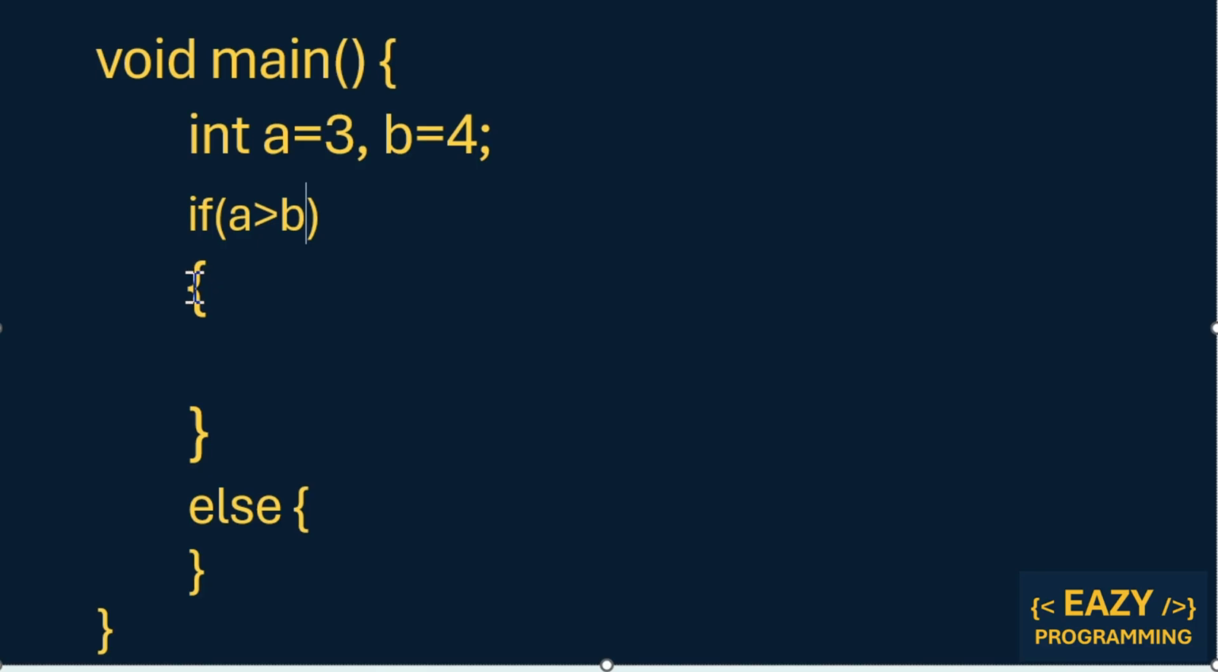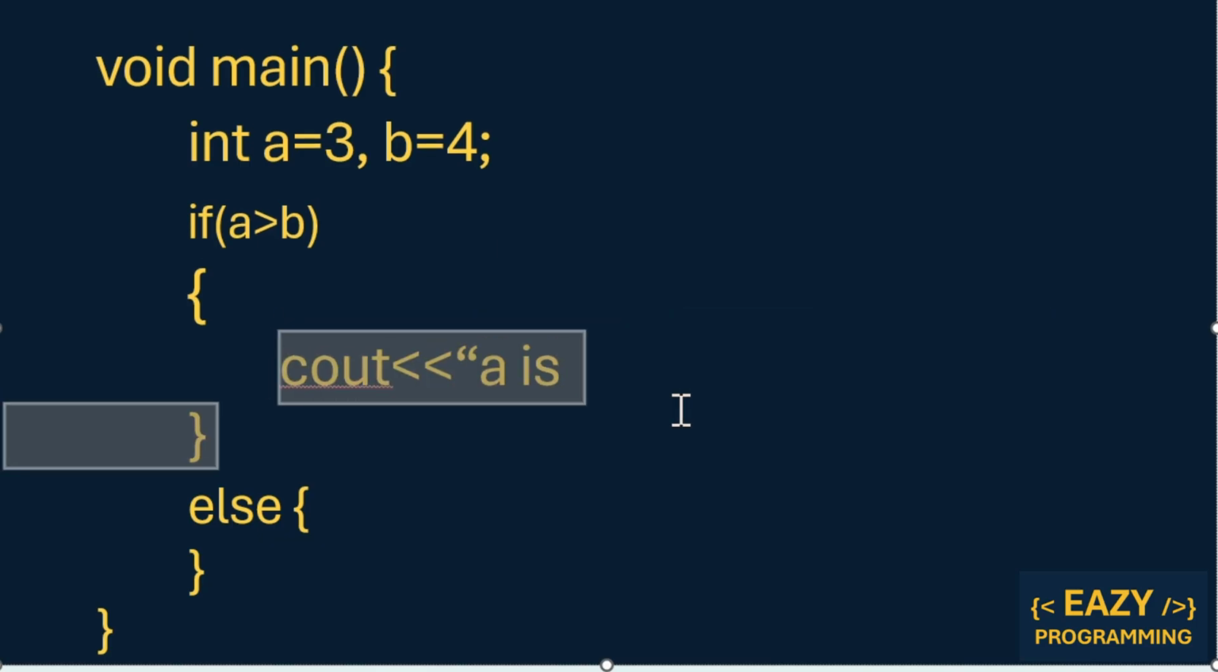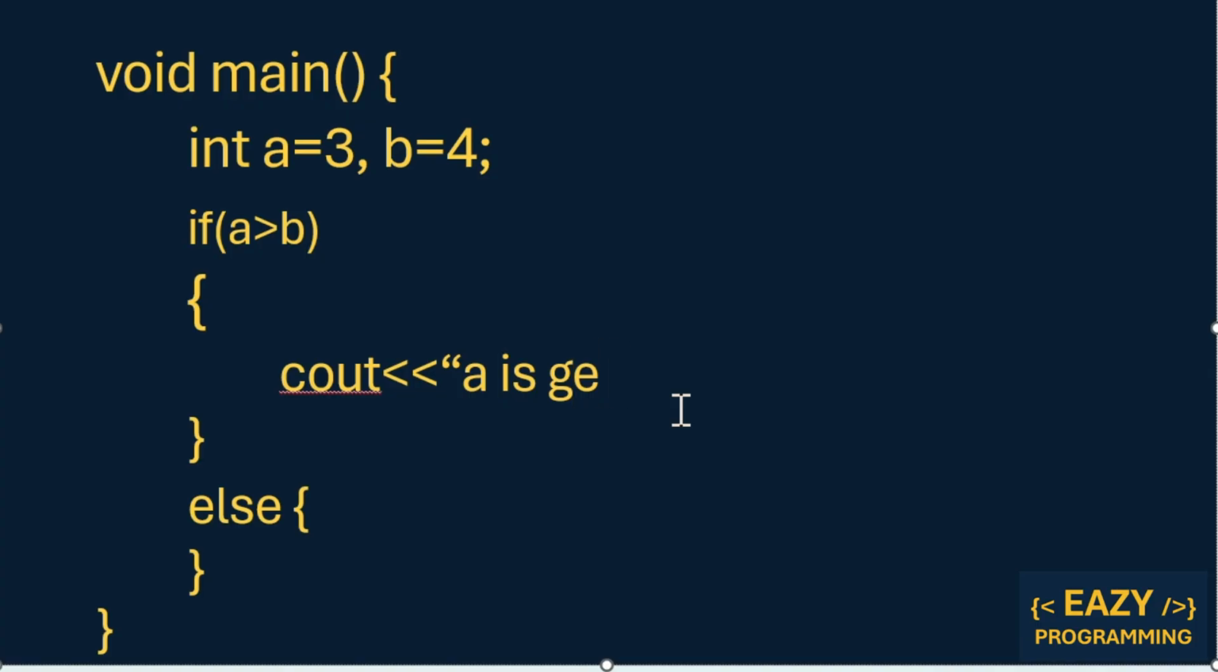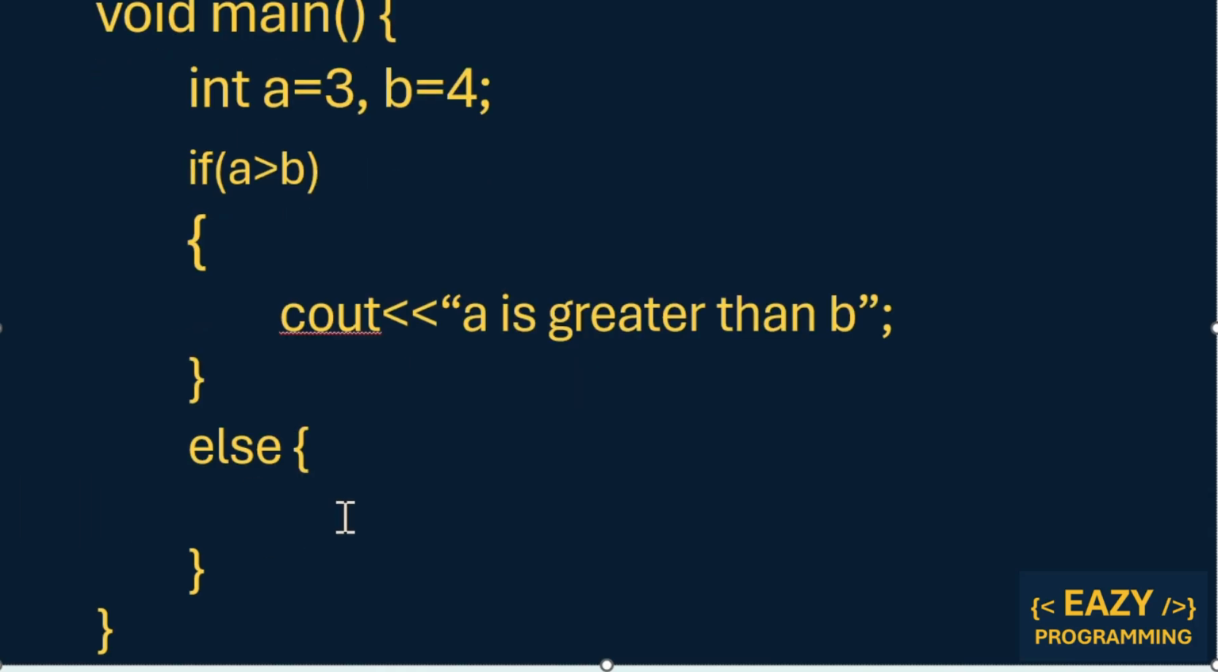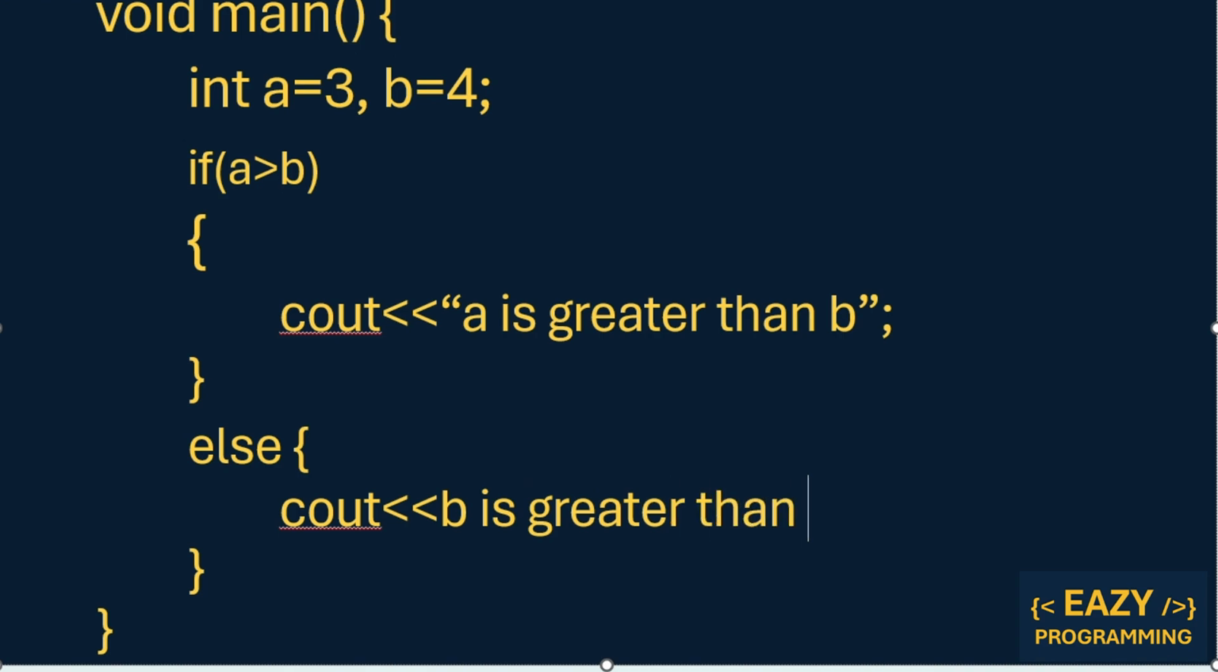If A is greater than B, inside this, that is inside the if code, I will print that A is greater than B. I will write cout to print: A is greater than B. Then I will put a semicolon. Okay, now else, what will I write? In the else block I will print B is greater than A.